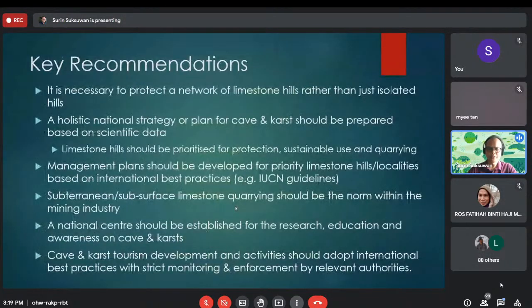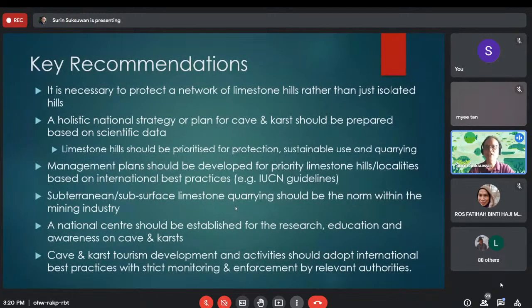Right, so I think this could be one of my last 2 or 3 slides already. So what are the key recommendations based on what Jaime has said, what I have said, and also what we know about limestones in Malaysia? So we need to have a network of limestone hills protected, not just a little bit here, a little bit there. We need to actually look at it holistically.